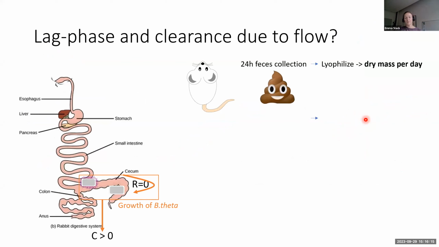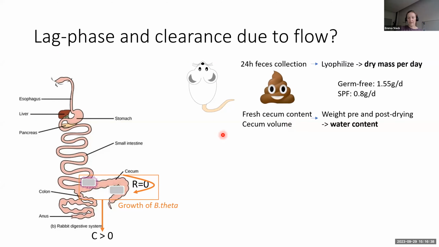So actually this brought up something we hadn't really been thinking about, which relates to lag phase and intestinal clearance. And we went back to our mice and did some very basic experiments where we just collected feces over 24 hours and calculated how much dry mass of feces is lost by a mouse over a day. And this is about twice as much in germ-free mice as it is in SPF mice. We then took fresh cecum content from germ-free and SPF mice. We calculated the total weight post-drying and also the water content.